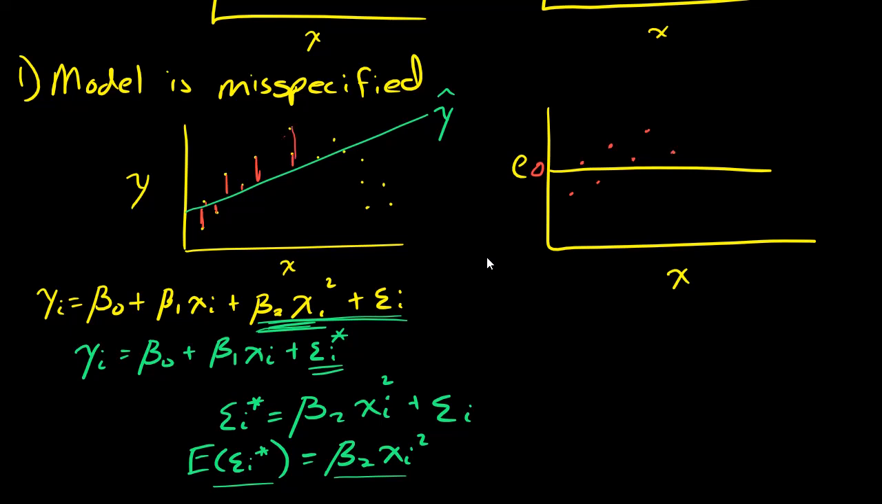positive, positive, positive really close to 0, positive, and then negative really close to 0, negative, negative, negative residual, negative residual, and negative residual. So it looks something like this.